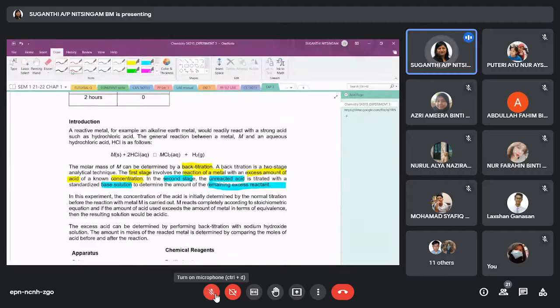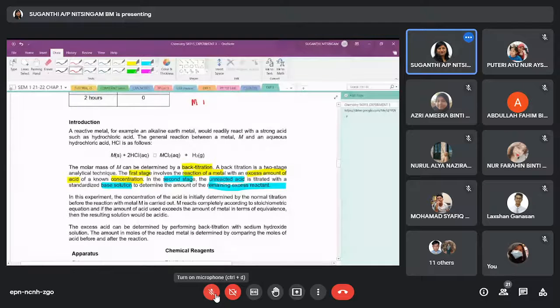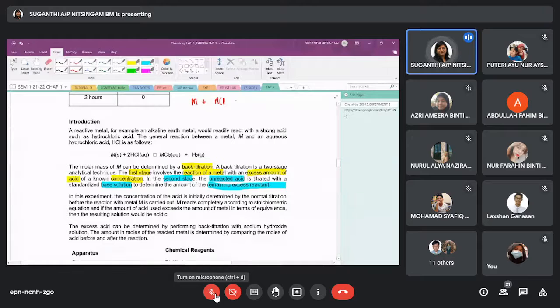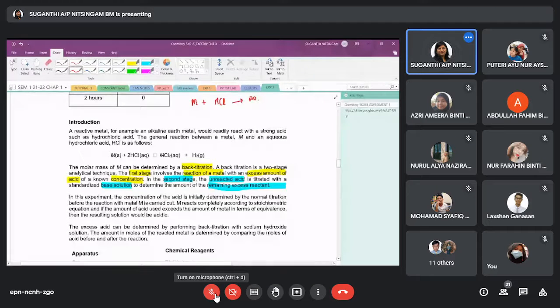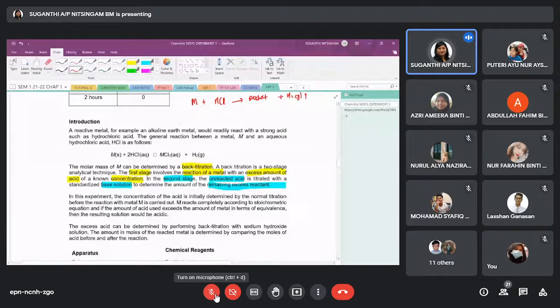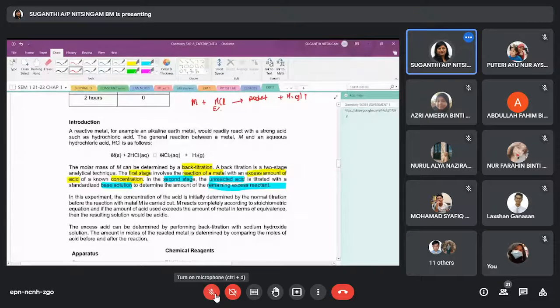So you kena bayangkan macam ni ya. First thing, you put metal with the acid. So you will get, right, so you get this product lah, plus H2. So maknanya kat sini, ini adalah excess.